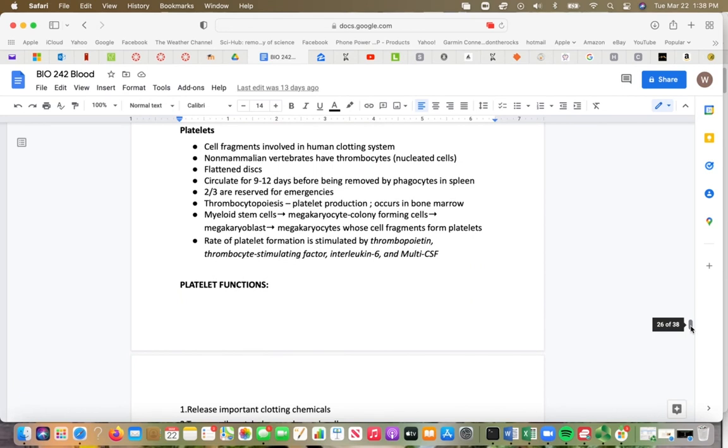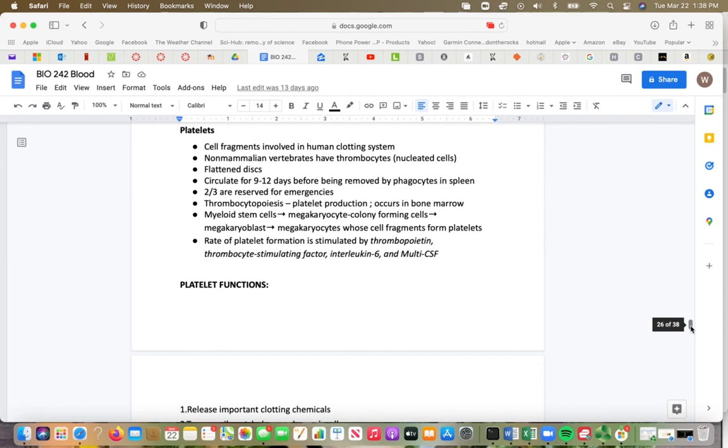Platelets are cell fragments that we use for clotting blood. We see these in humans. Non-mammalian vertebrates have thrombocytes, which are nucleated cells. Platelets are made from flattened discs. They will circulate for 9 to 12 days, and then they'll be removed by phagocytes in the spleen. We keep about 2/3 of them reserved for emergencies.